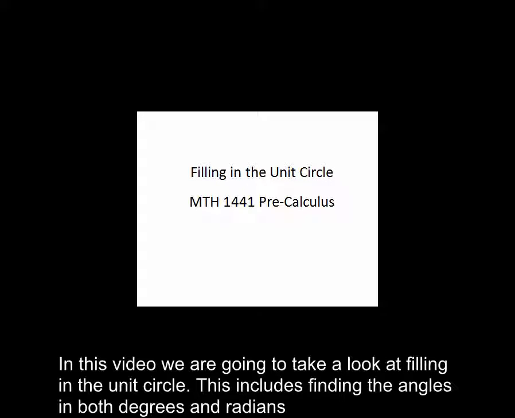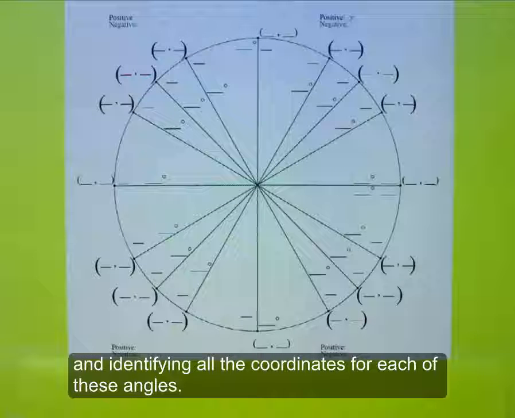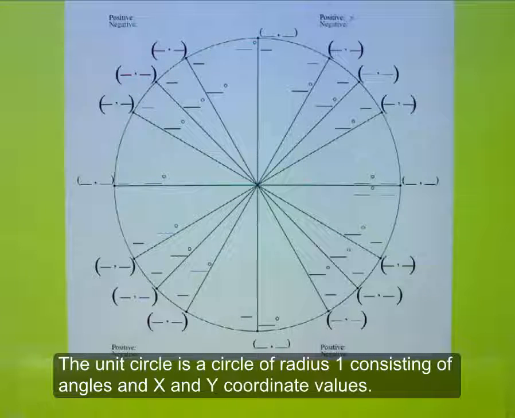In this video, we're going to take a look at filling in the unit circle. This includes finding the angles in both degrees and radians and identifying all of the coordinates for each of these angles. The unit circle is a circle of radius 1 consisting of angles and x and y coordinate values.